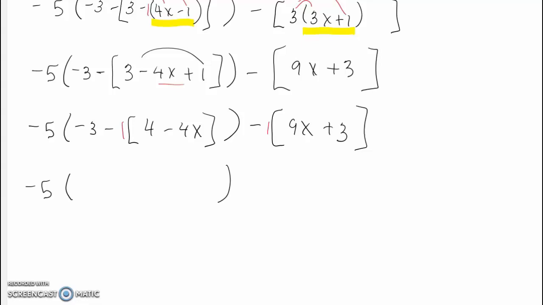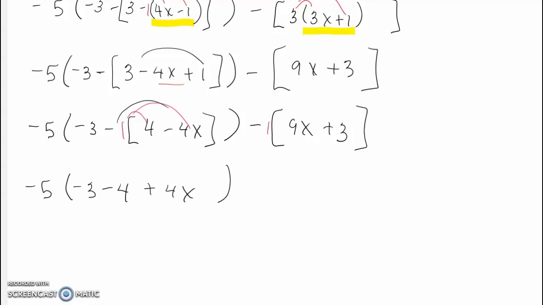No, so I'm going to bring down the -3, but I now want to distribute by that -1, which produces now a -4. Which produces a -4. A negative times a -4 is +4x. It's looking a little better.